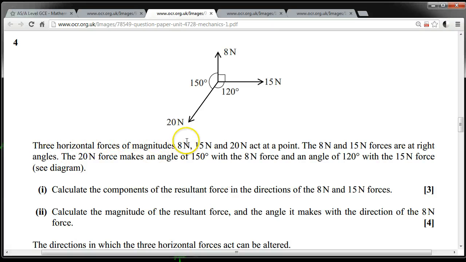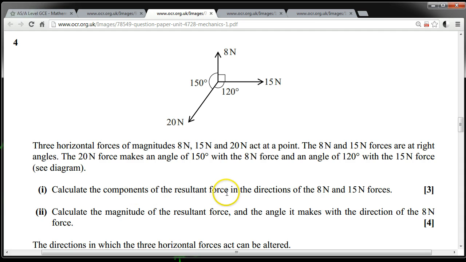Three horizontal forces of magnitude 8, 15 and 20 newtons act at a point. The 8 newton and 15 newton forces are at right angles. The 20 newton force makes an angle of 150 degrees with the 8 newton force and an angle of 120 degrees with the 15 newton force.